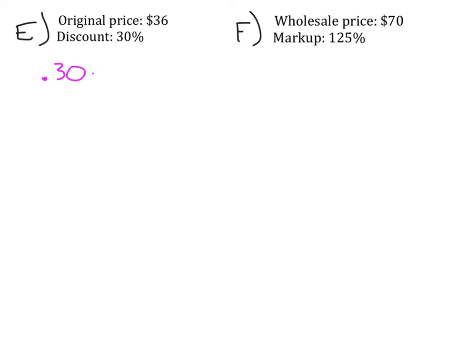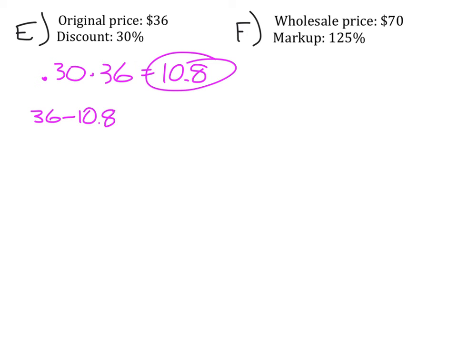0.30 times 36, which gives us 10.8. So this right here is the discount. We're going to use that to find our final price. Since the discount saves us money, we're going to do 36 minus 10.8, which is how much we're saving. And that's going to leave us with 25.2. So the final sale price that the customer is going to have to pay is $25.20.